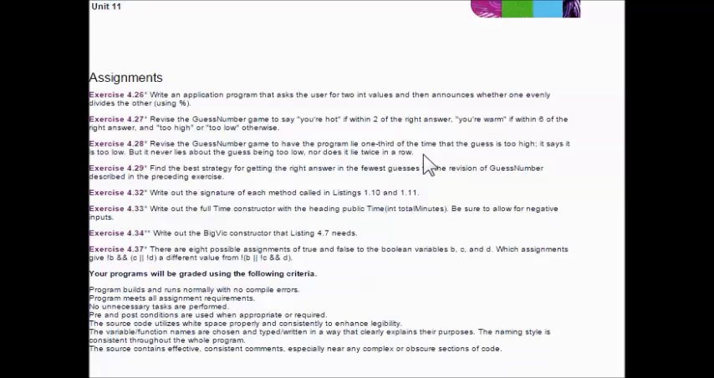Next, we're going to do exercise 4.28. Revise the guess number game to have the program lie in 1/3 of the times that the guess is too high, saying it's too low, but never lie about the guess being too low, nor lie twice in a row.